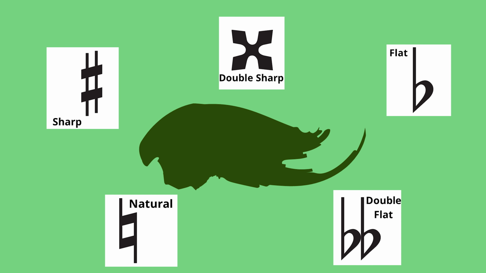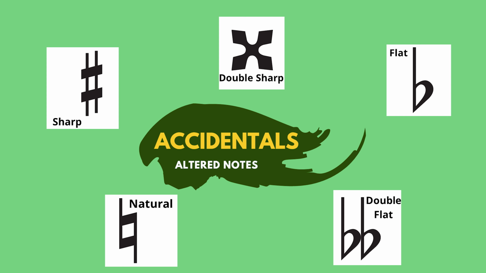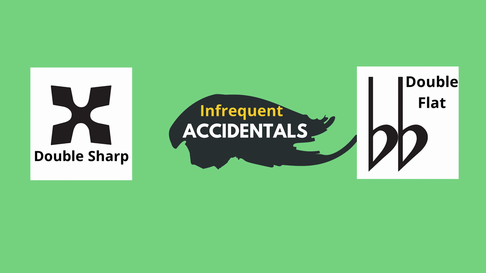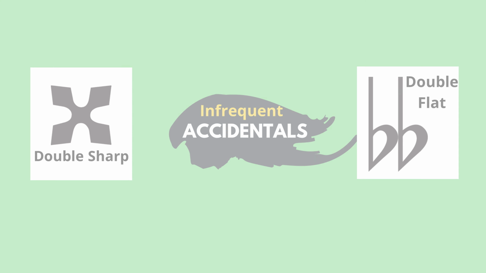Now that we have learned how to find our way around the keyboard, let's turn our attention to these signs called accidentals. There are 3 common accidentals, and then there are 2 accidentals which are less frequently used.